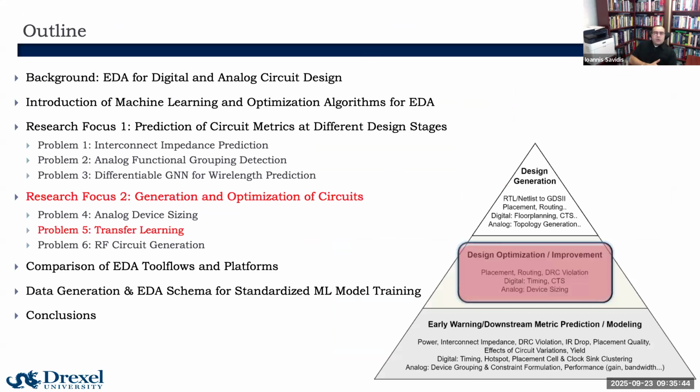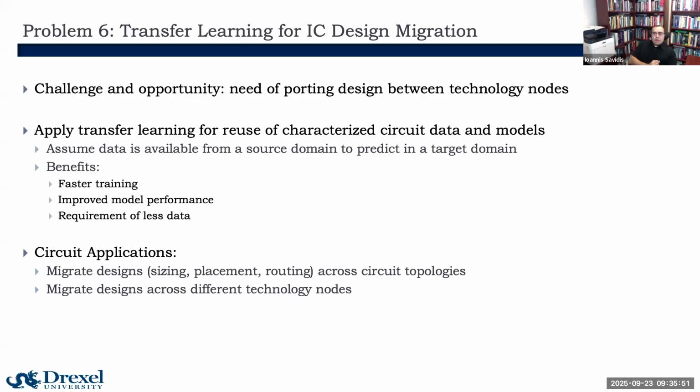Okay, so we also looked at transfer learning. We're talking about two different types of transfer learning. And this is basically for IC design migration. So we know with technology scaling, a potential challenge and also an opportunity is that we need to port analog designs between technology nodes. So transfer learning is well suited to solve this kind of problem.